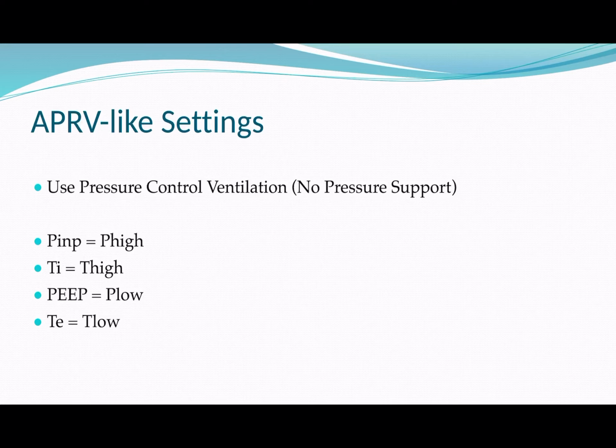Your P-insp, or the peak inspiratory pressure, is equivalent to your high pressure, or the P-high. Your inspired time, or TI, is then equivalent to your T-high, or the time at the high pressure. Your PEEP would be your low pressure, and your expired time would be your T low, or the time at the low pressure.